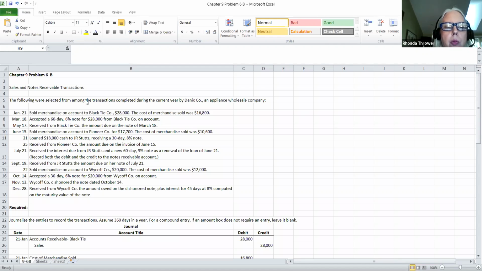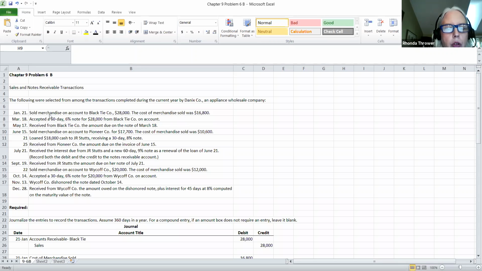transactions. The following were selected from among the transactions completed during the year by the Danex Company, an appliance wholesale company. On January 21st, we sold merchandise on account to the Black Tie Company, $28,000. The cost of the merchandise sold was $16,800. This journal entry is done exactly like you have done the journal entries before for sales transactions.